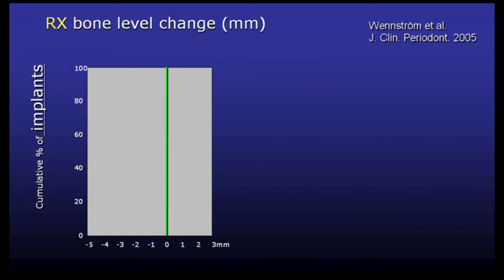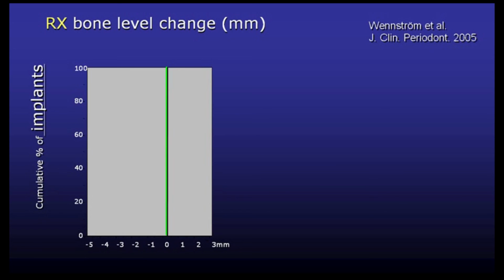During the course of a 5-year protocol, the bone level alterations at the mesial and distal aspects of the implants were studied in radiographs. And these measurements were not made by Dr. Wennström, but were made in the radiology department of the dental school. And what you see here in this diagram on the x-axis is the bone level change. The green vertical line represents no change, and anything reported to the right means gain of bone, and anything reported to the left means loss of bone.